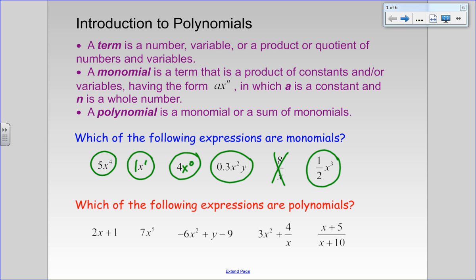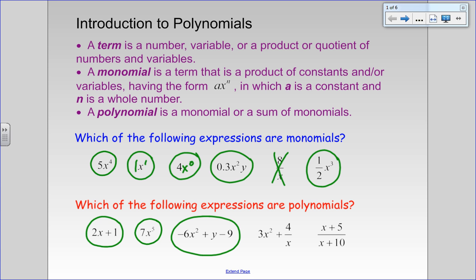Now let's look at the 5 expressions shown on the bottom of the slide. The expression 2x plus 1 is a sum of 2 monomials, 2x and 1. Therefore, this expression is a polynomial. 7x to the 5th is a monomial itself, and by definition, that means it's also a polynomial as well. Negative 6x squared plus y minus 9 is a sum of 3 monomials. Therefore, it is a polynomial as well.